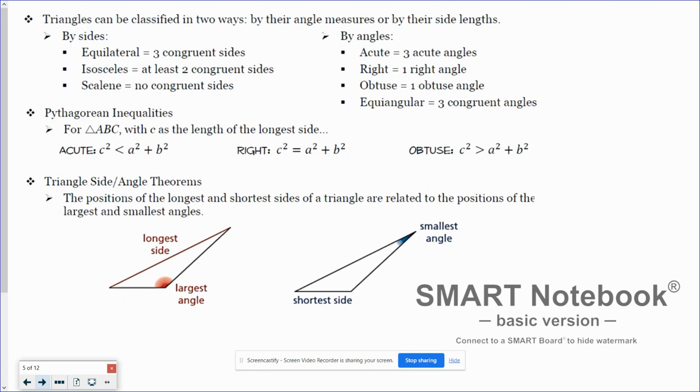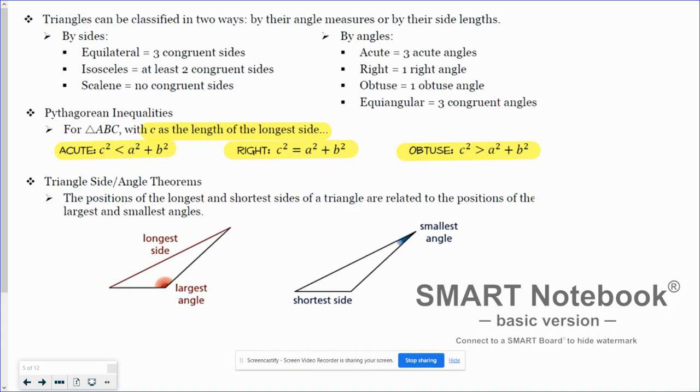So a triangle has three sides, right? A, B, and C. So let's say that C is the length of the longest side. So if C squared is less than A squared plus B squared, the triangle is acute. If C squared equals A squared plus B squared, the triangle is a right triangle. And if C squared is greater than A squared plus B squared, then it's an obtuse triangle.